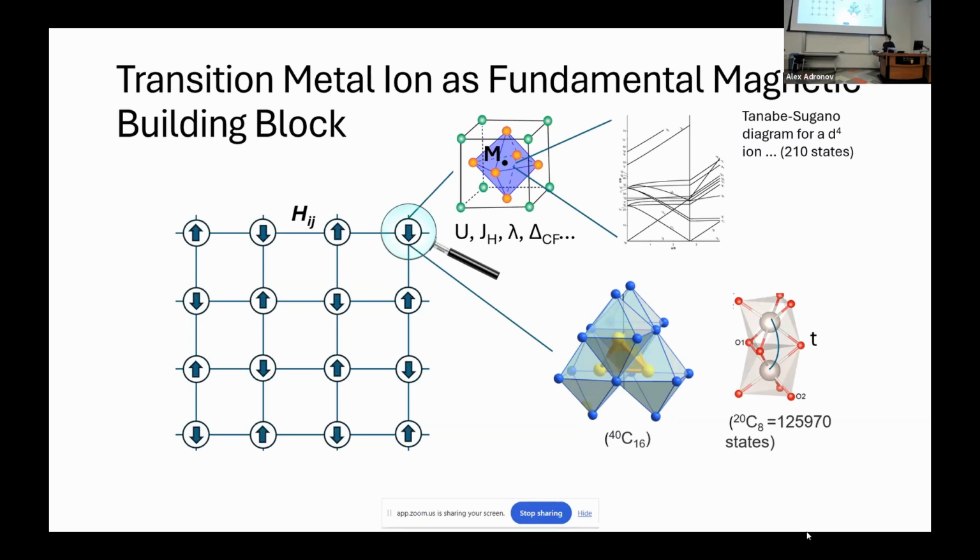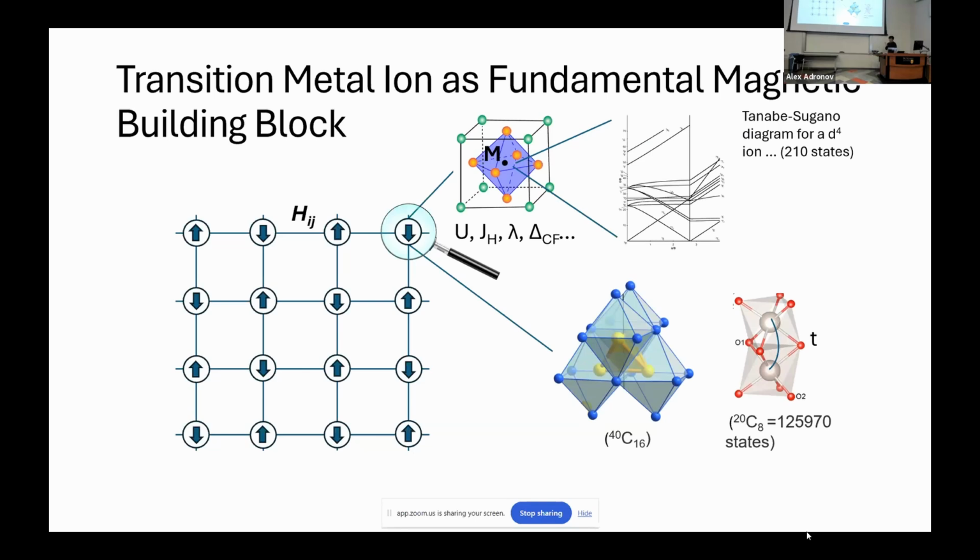But if you think more carefully, these arrows don't just come for free. They don't just exist like electron spin, which is given to us, but rather it comes from solving a very complicated atomic problem or molecular problem. Usually these magnetic building blocks can be a transition metal ion sitting in an octahedral crystal field, or a cluster of magnetic ions in a dimer or a tetrahedron and so on and so forth.